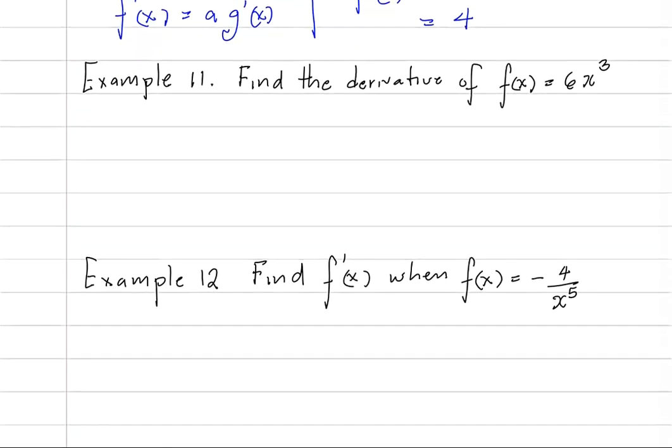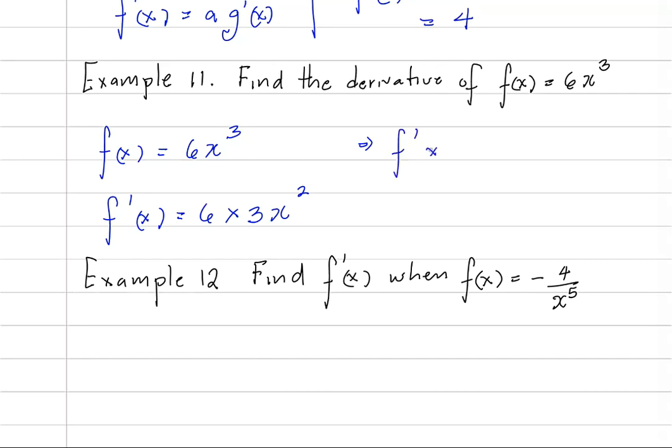All right, example 11, f of x is equal to 6x to the third power. Again, this is in the form a g of x. When I differentiate, f prime of x is going to be 6 multiplied by the differential of x cubed. The differential of x cubed is the power comes to the front, and the power of x decreases by 1, so it's squared. So therefore, f prime of x is equal to 18x squared. All right.